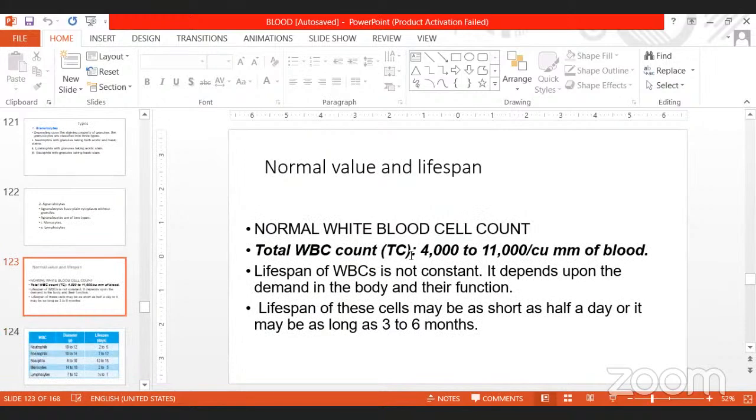The normal WBC count is around 4,000 to 11,000 per cubic millimeter of blood, and the lifespan, as I said earlier, is not constant. It depends on the demand in the body and their function. That means it varies from half a day to around 6 months. So that's why on average, compared to RBC, it is shorter.